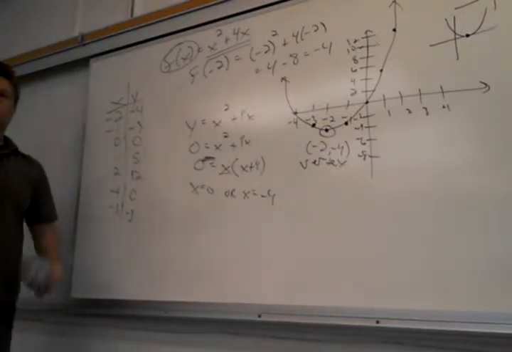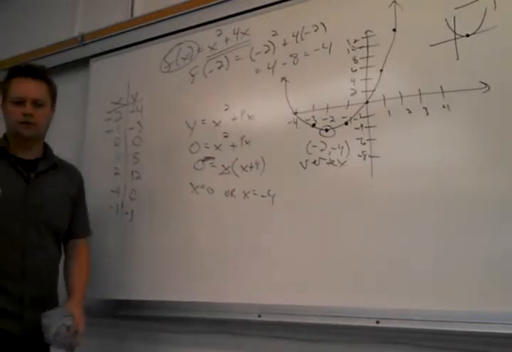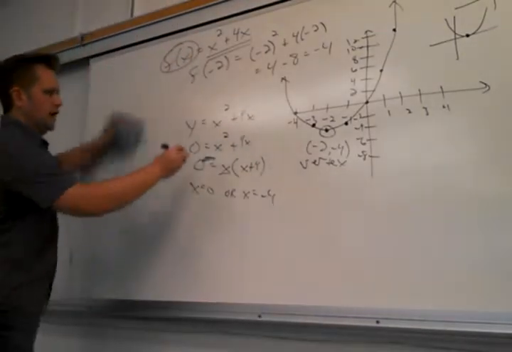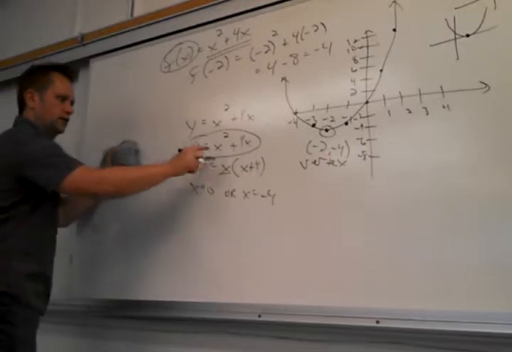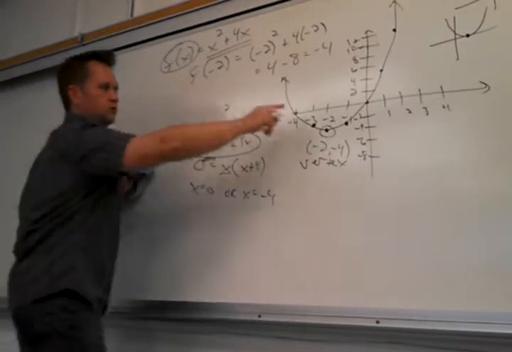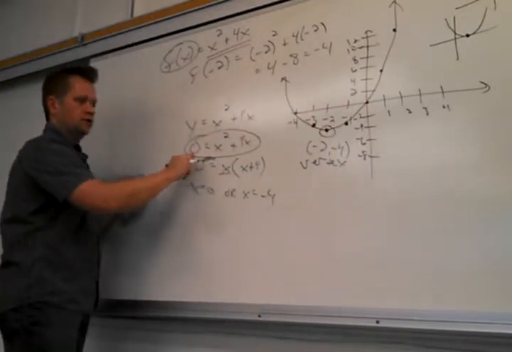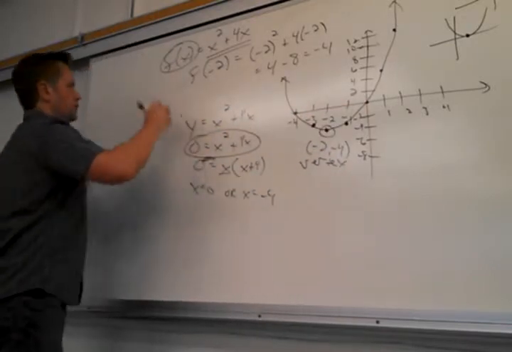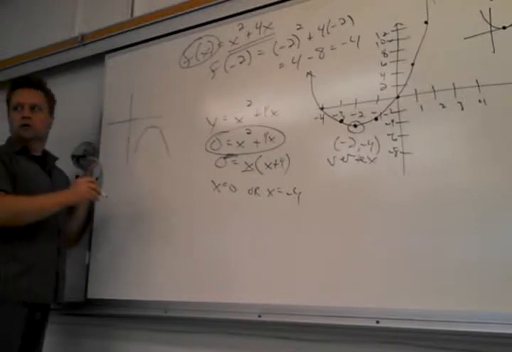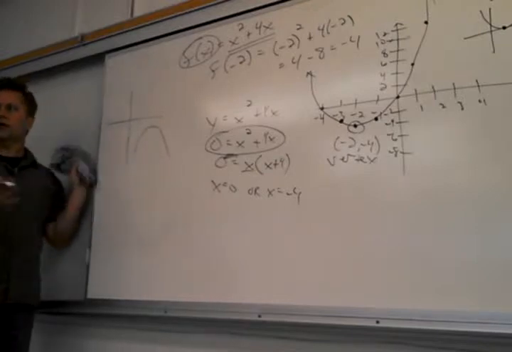So, finally, when they ask us how many real solutions are there to this equation, there are 2, because there are 2 places where the function is 0. So if I said how many real answers are there to this equation, none.